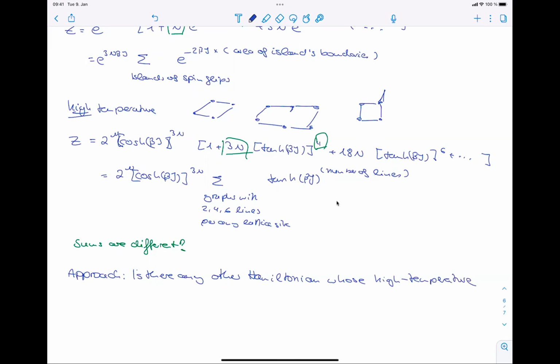High temperature. Whose high temperatures reproduce the low temperature terms of the 3D Ising model.